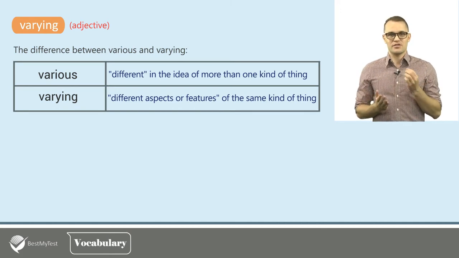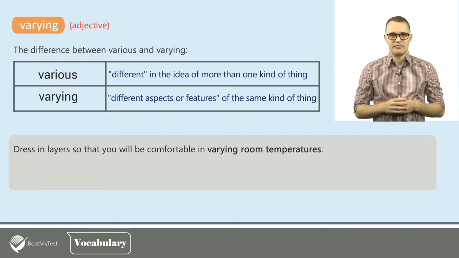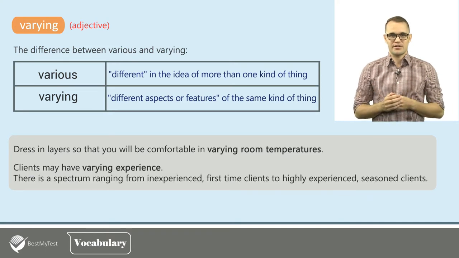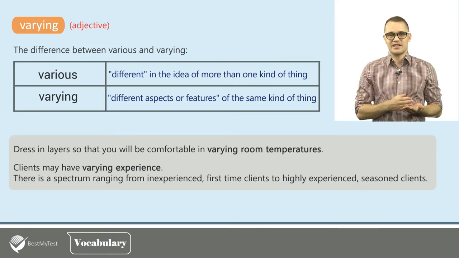Here are examples using the word varying. Dress in layers so that you will be comfortable in varying room temperatures. Clients may have varying experience. There's a spectrum ranging from inexperienced first-time clients to highly experienced seasoned clients.